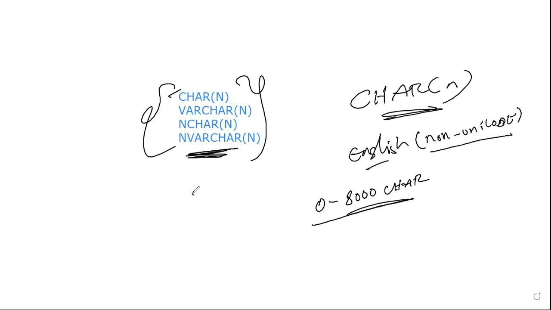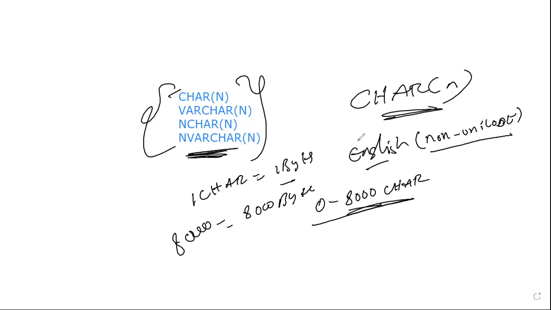So here, 1 character is equal to 1 byte. If you want to store 8,000 bytes, it will store up to 8,000 bytes. So the maximum number of characters it can store is 8,000 characters. The maximum storage size of char is 8,000 bytes, because 1 character contains 1 byte.